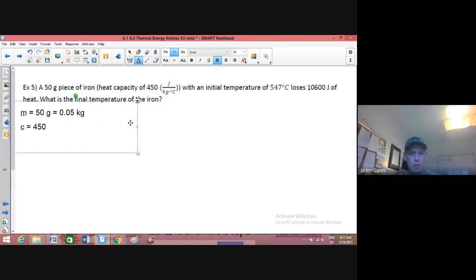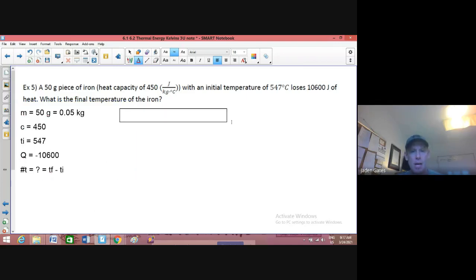It has an initial temperature, okay? So I'm going to call that TI is equal to 547. It's our initial temperature, and it loses heat. So when it's losing heat, we got our minus sign there, 10,600. Now in this formula, what we don't know also is the delta T. We'll get to that. Because again, delta T is TF minus TI, the final minus initial.